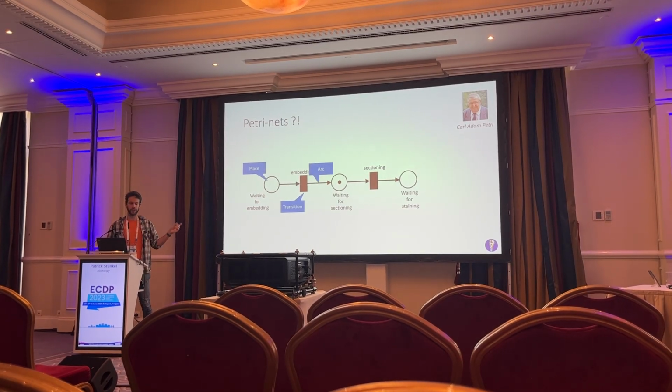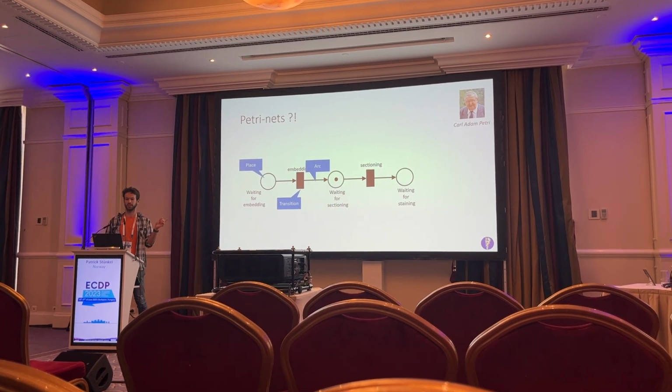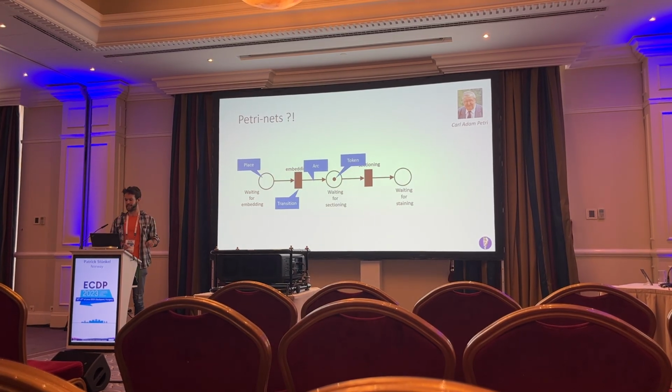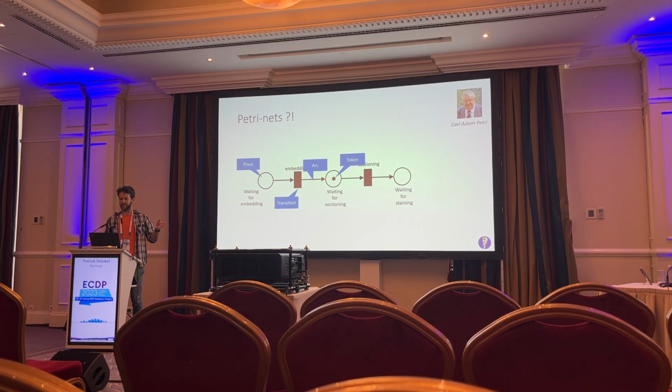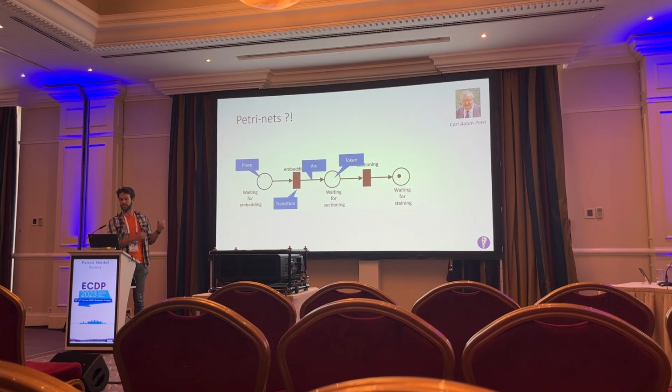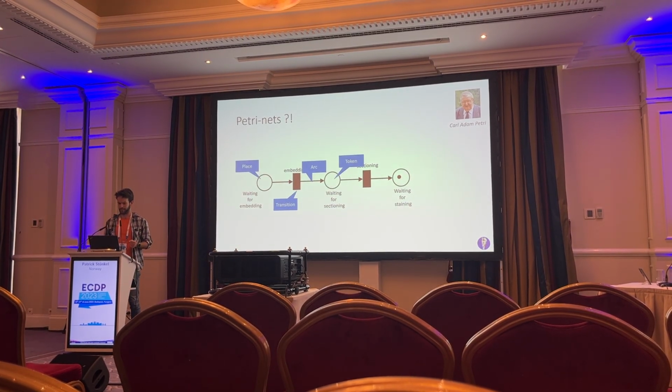And you have the arcs that connect places to transitions and the transitions to places. And then you have the tokens that represent something lying in the place. And what can happen is that the transition fires and then the token moves to the next place. And this is pretty much what's happening in the lab, right?